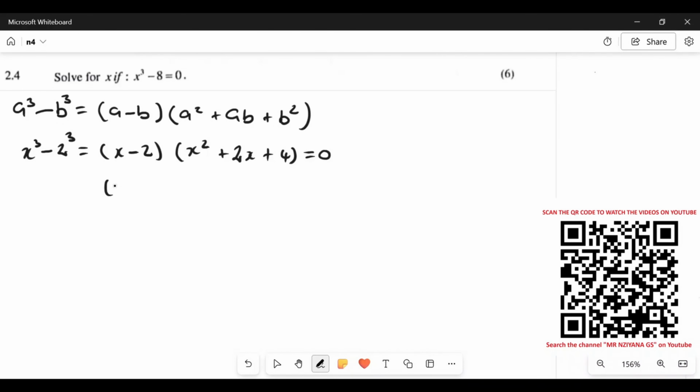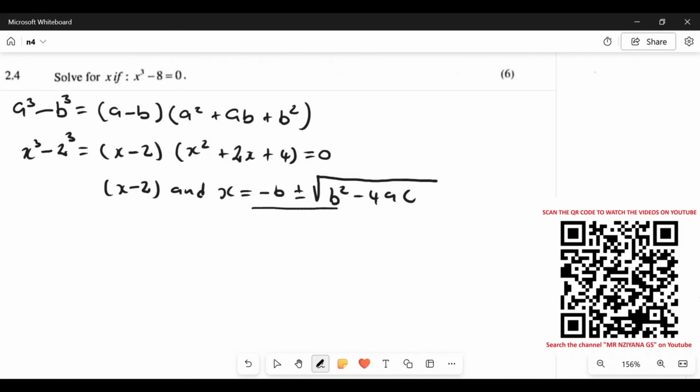If we solve for x, let's continue here. The first bracket is fine; we're just going to drop it like this. And then the second bracket, we need to factorize it. We cannot factorize it directly. We need to use the quadratic formula. So let's do it. x is going to be equaling to negative b plus or minus square root b squared minus 4ac, all this divided by 2a.